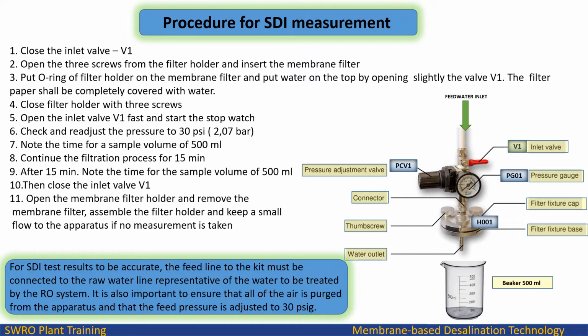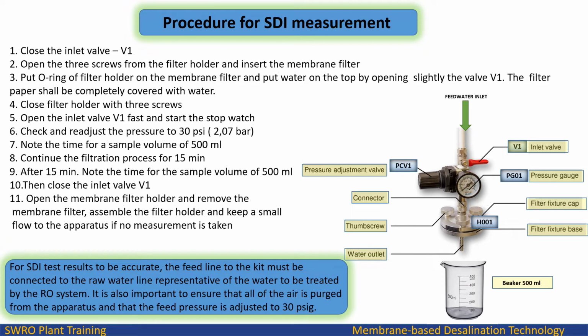6. Check and readjust the pressure to 30 psi, 2.07 bar. 7. Note the time for a sample volume of 500 milliliters. 8. Continue the filtration process for 15 minutes. 9. After 15 minutes, note the time for the sample volume of 500 milliliters.